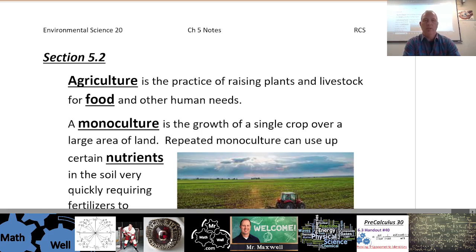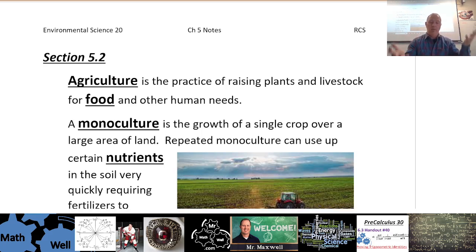Section 5.2, agriculture, the practice of raising plants and livestock for food and other human needs. So when I talk about agriculture, we're talking about farming, okay? That's kind of the most common term that we equate with agriculture, farming. So you raise plants, you grow plants, you raise livestock for food and other things.